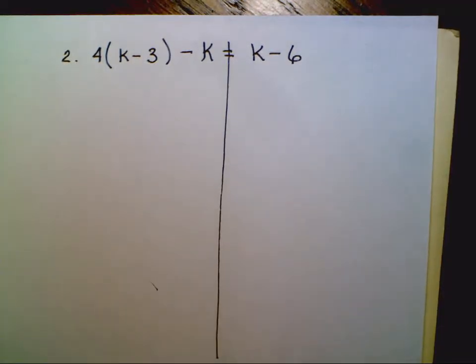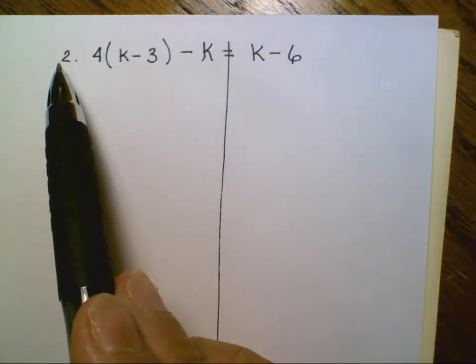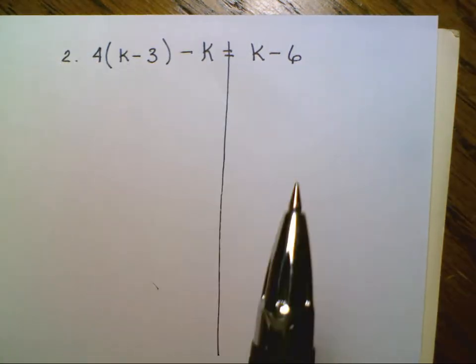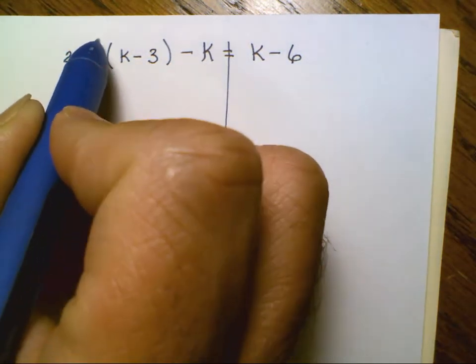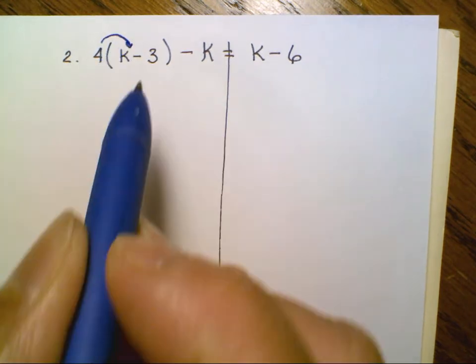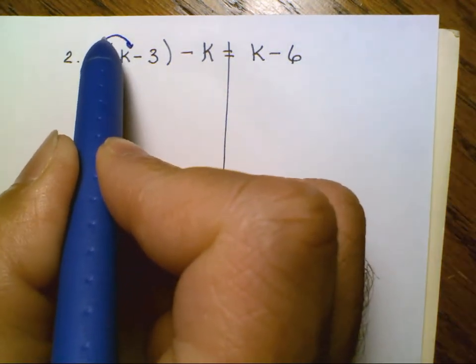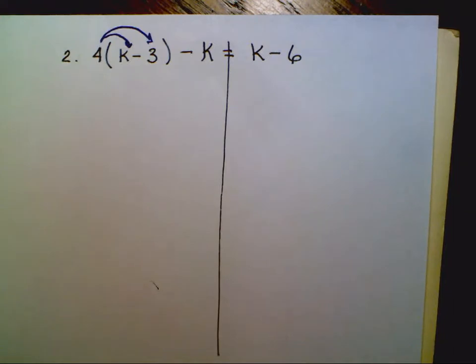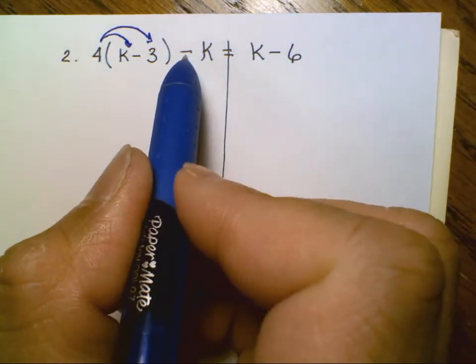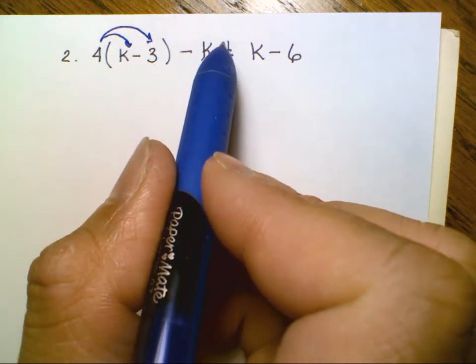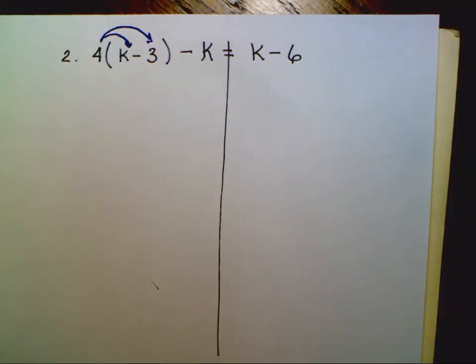In this case, let's see what we have on the left side. I have a parenthesis, k minus 3. So that's going to let me know to use the distributive property. So I'm going to use 4 times k and 4 times negative 3. And there's nothing to do on the right side. I need to wait to simplify this negative k. So I'm just going to apply the distributive property here.